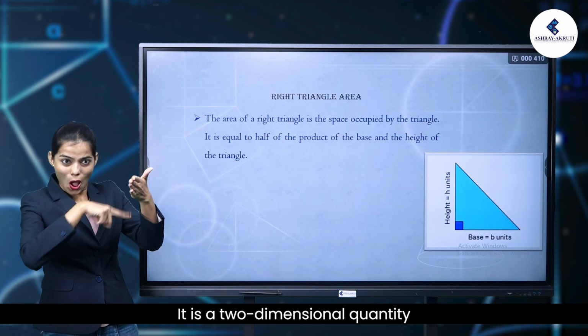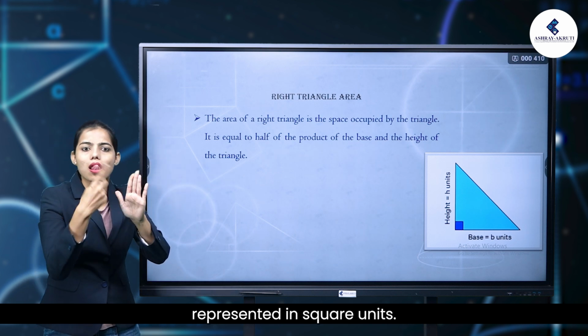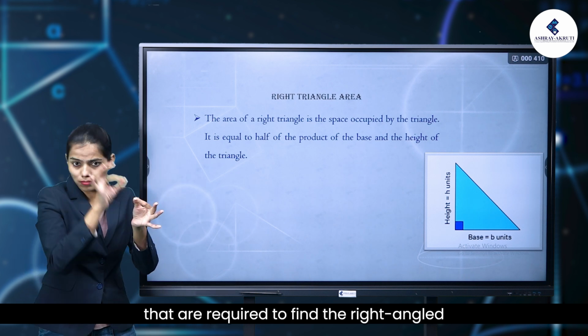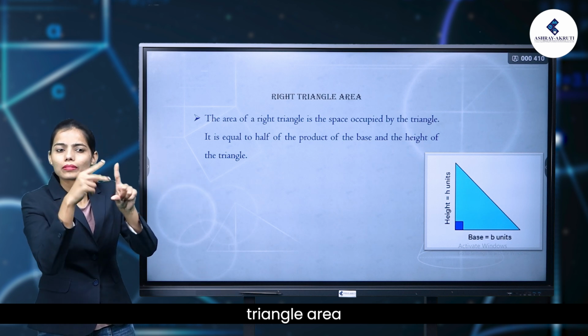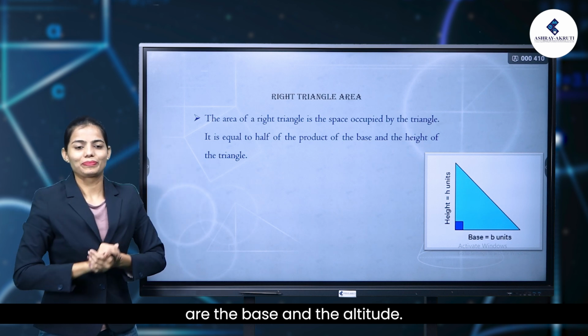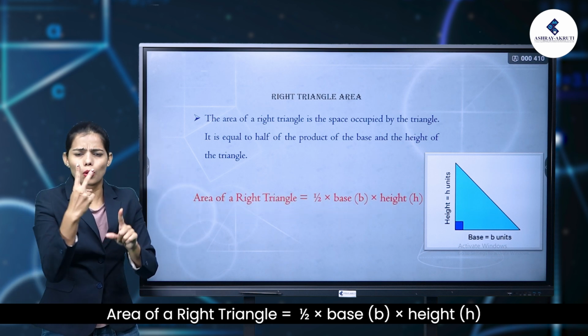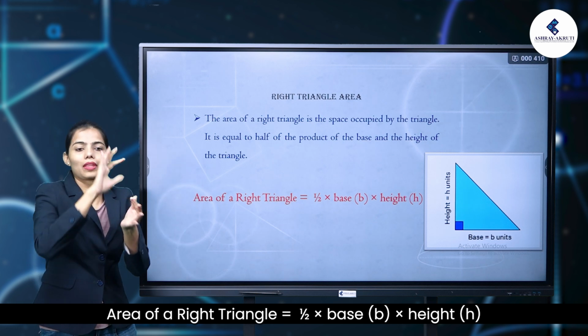It is a two-dimensional quantity and therefore represented in square units. The two sides that are required to find the right angle triangle area are the base and the altitude. Area of a right triangle is equal to half into base b into height h.